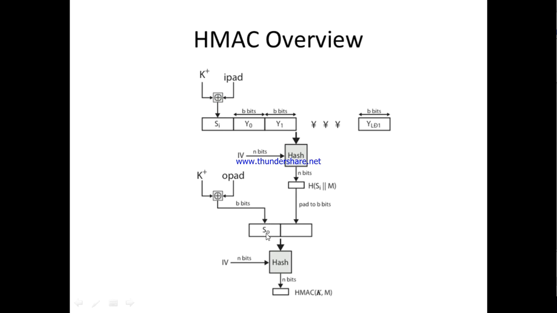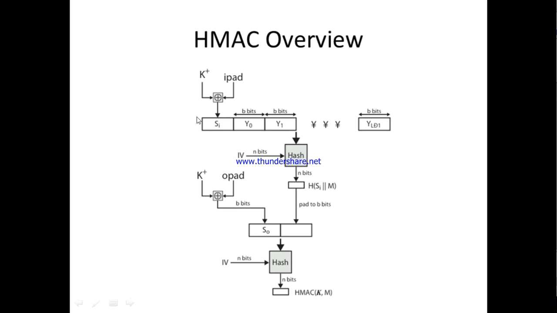So here these B bits and these B bits will be concatenated and applied again to a hash function, and this hash function will generate some hash code. This hash code is said to be the HMAC code, hash MAC. Okay, so this is how HMAC will be working, right?